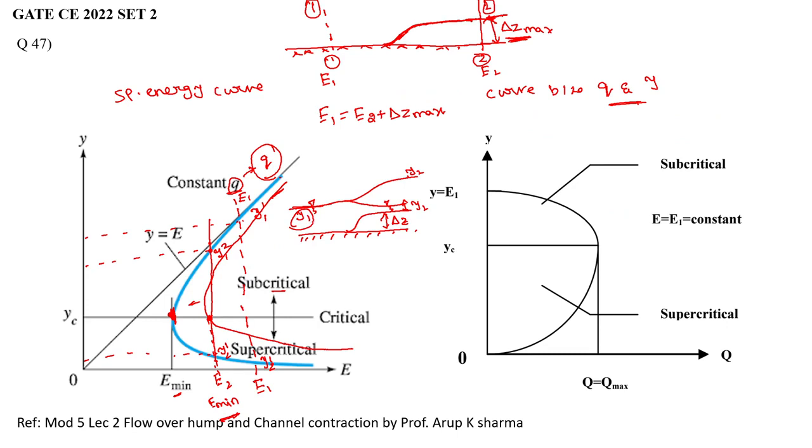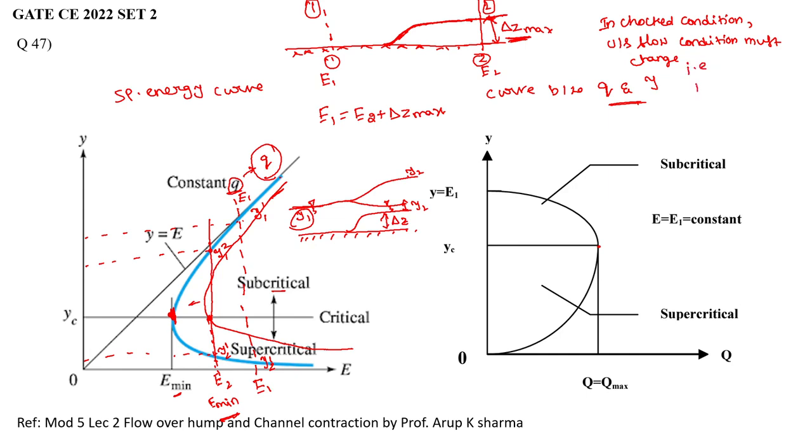Let me put it in the correct words. In a choked condition, for the flow to be possible, the upstream flow condition must change. Let me write it here so that it will be clear for you. In choked condition, the upstream flow condition must change.